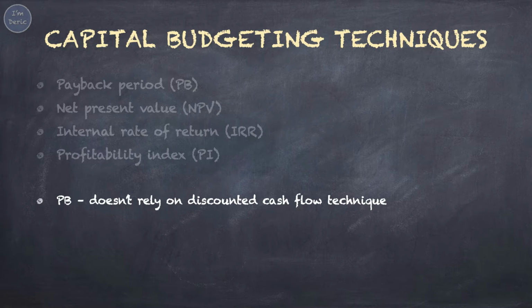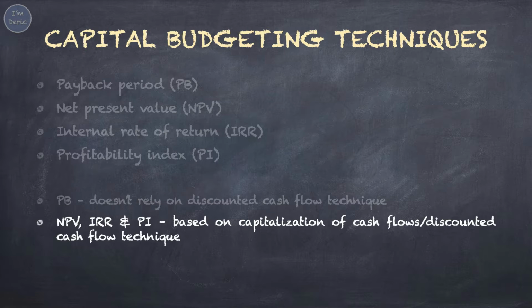Among these 4 techniques, the payback period doesn't rely on the discounted cash flow technique, while the other 3 techniques, NPV, IRR and PI, are based on the capitalization of cash flows, which involves using the discounted cash flow technique. Calculating NPV, IRR and PI may require the use of a financial calculator.